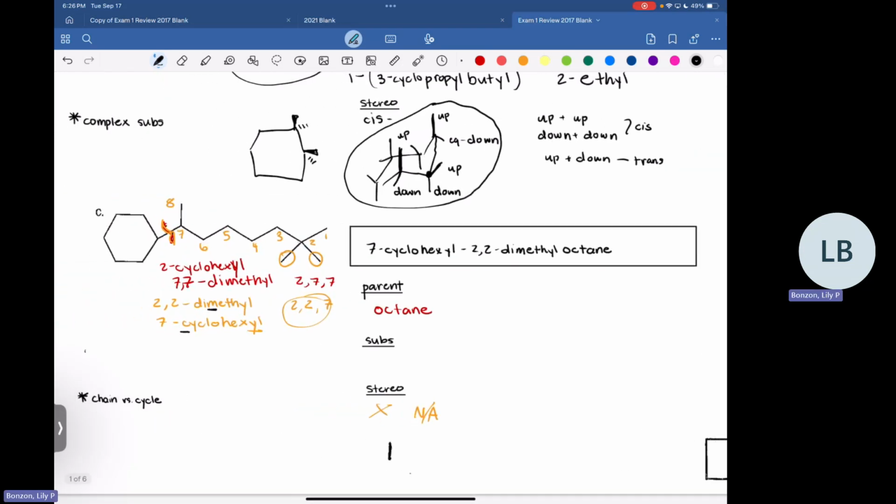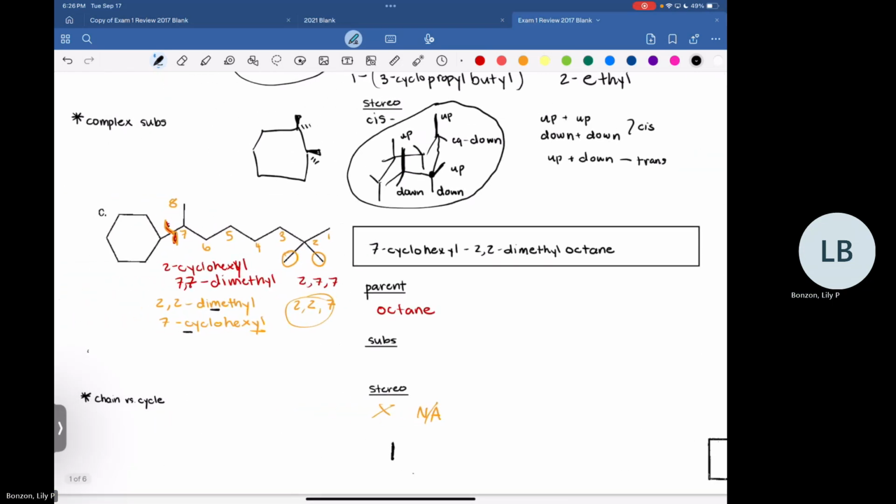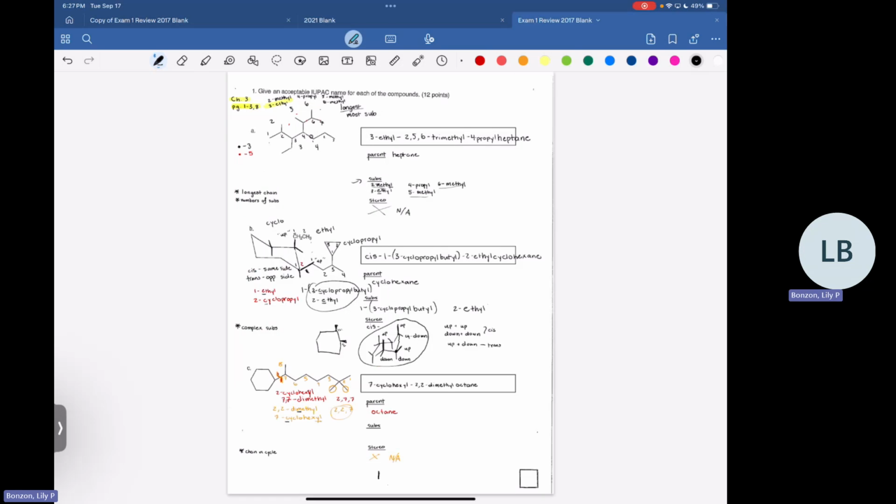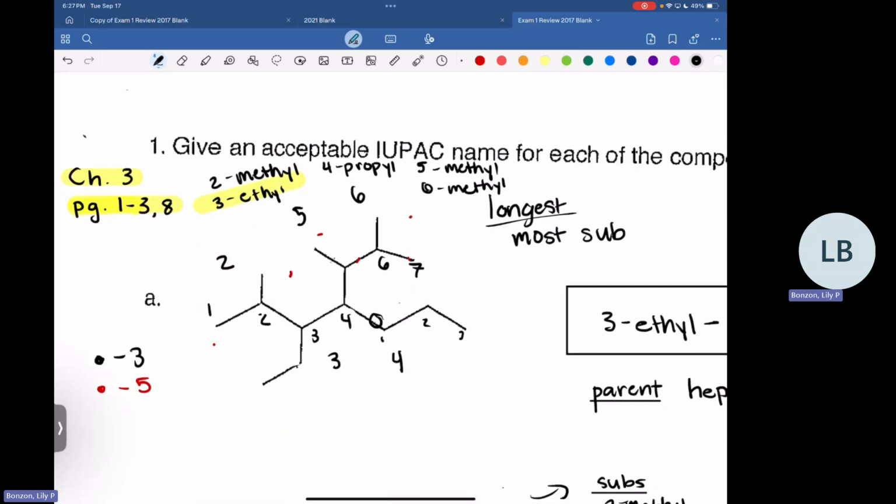Any questions about that? Okay, I'm going to move on. If you have any questions about any of the nomenclature afterwards, just go ahead and come up. If you need some more practice with nomenclature, you're going to want to look at chapter 3, pages 1 to 3, and then page 8.